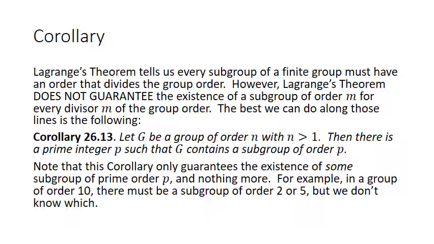So for example, in a group of order 10, there must be a subgroup of order 2 or order 5, because those are the two primes that divide 10, but you don't know which. It could be both, but you don't know.